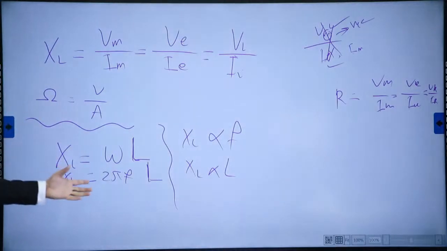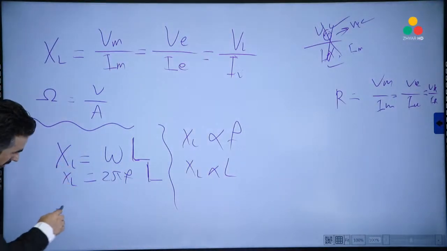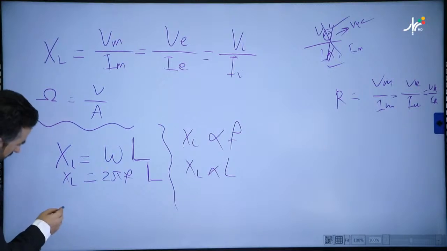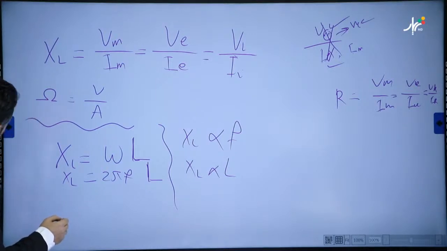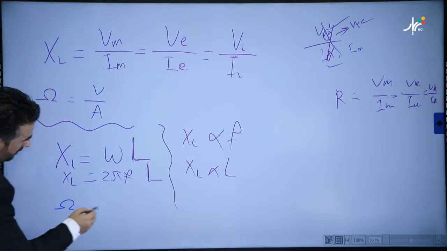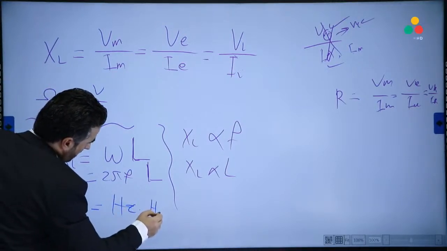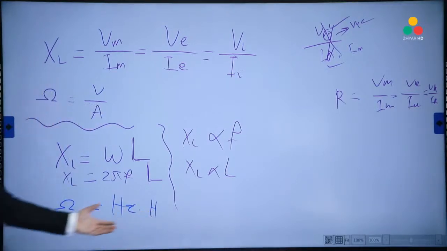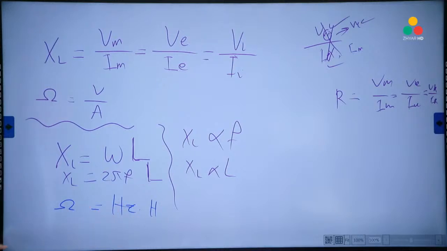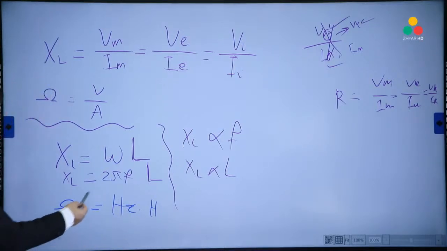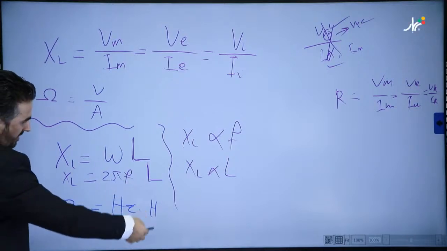Okay, remember that if we're going to use this one, this is measured in ohms. Not this. This is hertz, and of course, we can say this is measured in Henry as well. Now you can manipulate this one in so many different ways. For example, this is ohms, this is hertz, and this is Henry as well.